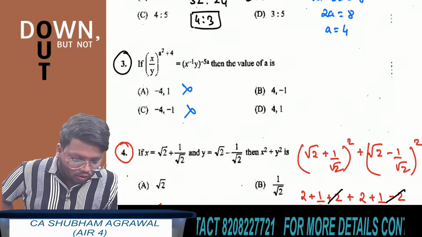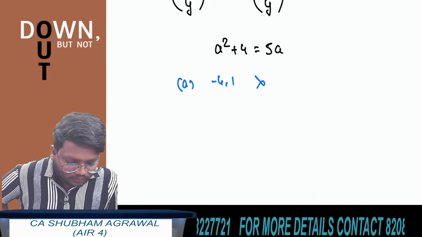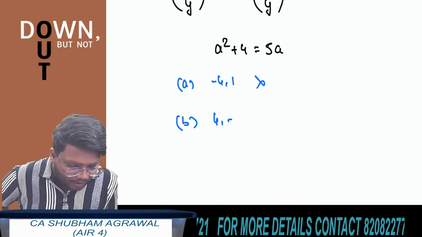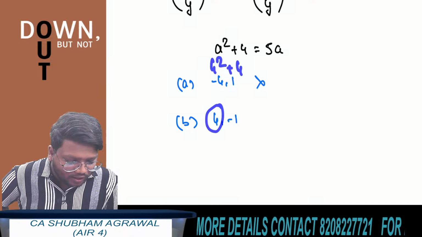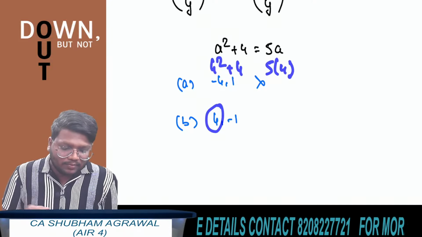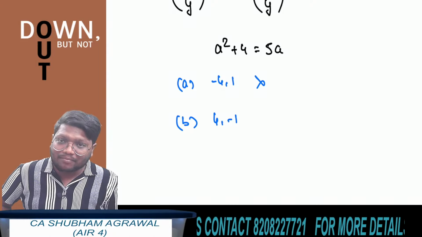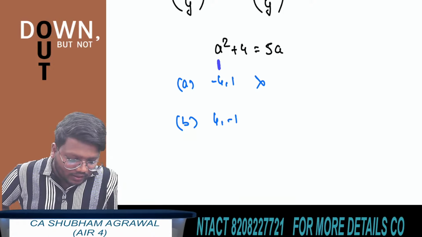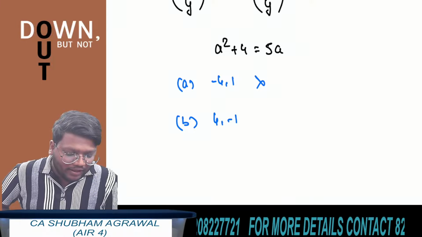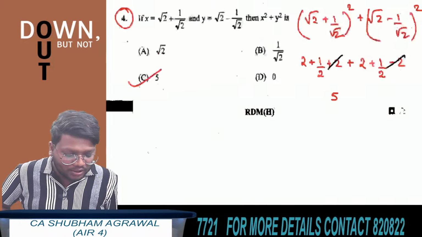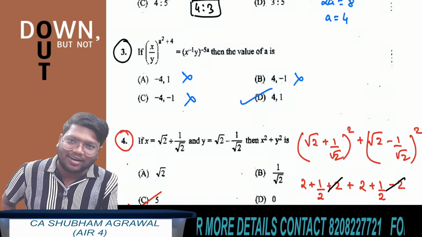You can check now option B, 4 comma minus 1. I'm checking now option B. If you put the value of a as 4, 4 square plus 4 is 20, and 5 multiplied by 4 is also 20. So by putting the value of a as 4, the equation is getting satisfied. Now put the value of a as minus 1. Minus 1 square is 1, so 1 plus 4 is 5, and 5 multiplied by minus 1 is minus 5. So by putting the value of a as minus 1, the equation is not getting satisfied. So option B is also wrong. Now only one option is remaining, option D. You have to choose option D as the answer.